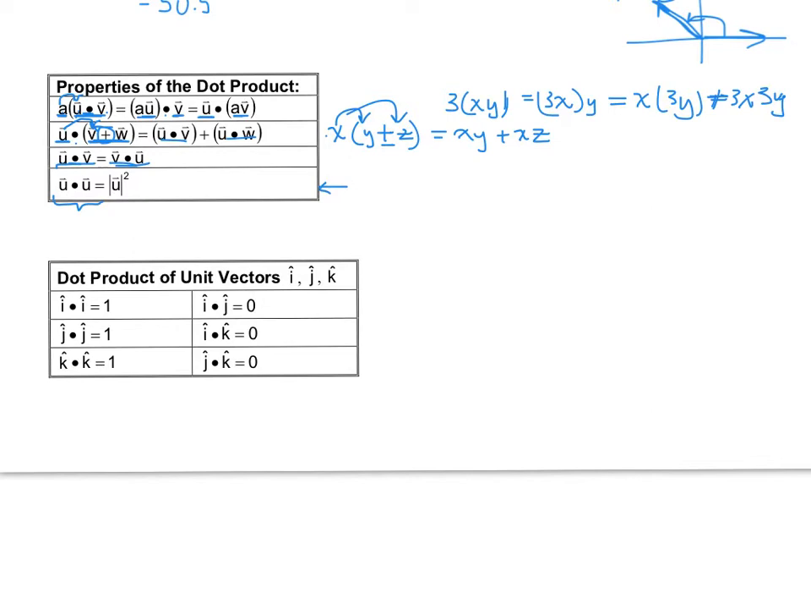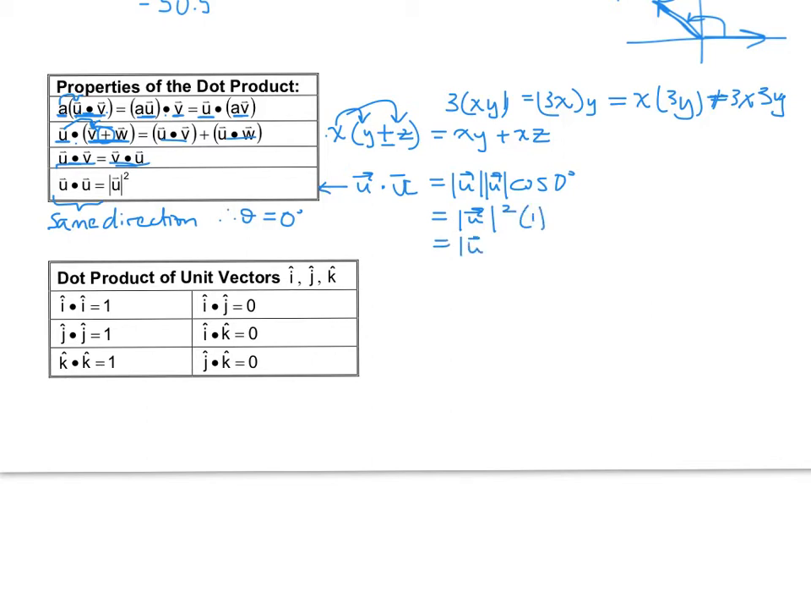And if you think about that, these have the same direction, so your theta would be 0. Therefore theta is equal to 0 degrees. So if you do u dot u, that would just be the magnitude of u times the magnitude of u times the cosine of that angle between them, and the cosine of 0 degrees is just a 1. So you get the magnitude of u multiplying itself times 1. Okay, so that just ends up being the magnitude of u all squared. So these are properties we're going to use in a moment here.